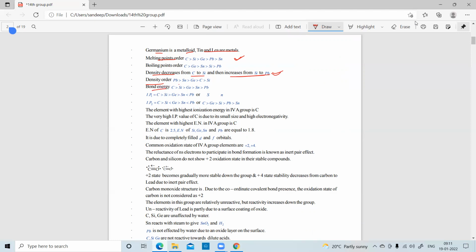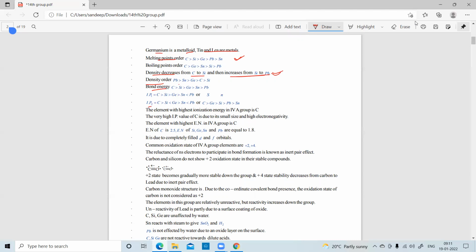Bond energy: the bond energy of carbon is more as compared to silicon, then germanium, then tin, then lead. The first ionization enthalpy of carbon is more than silicon, more than germanium, more than tin, but tin is less than lead.